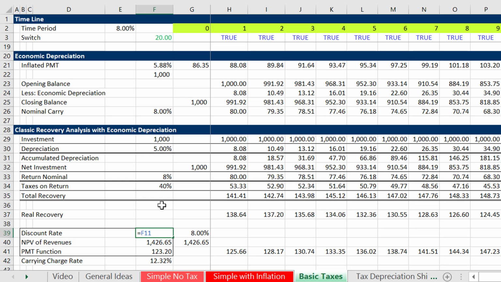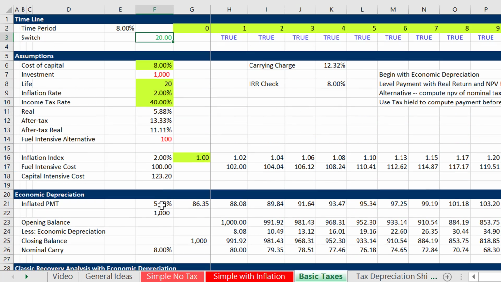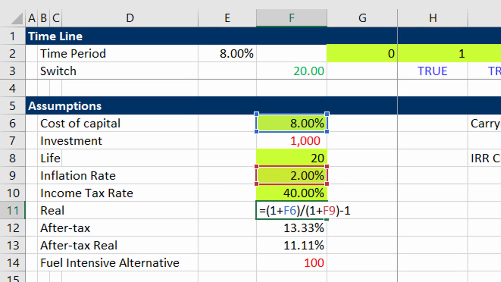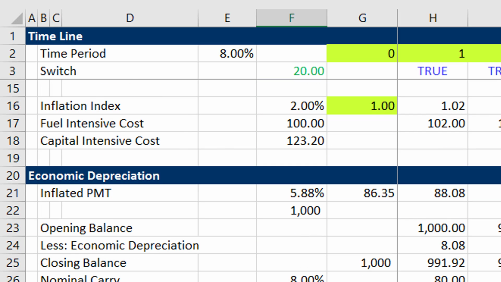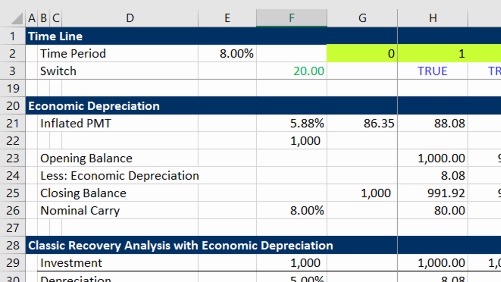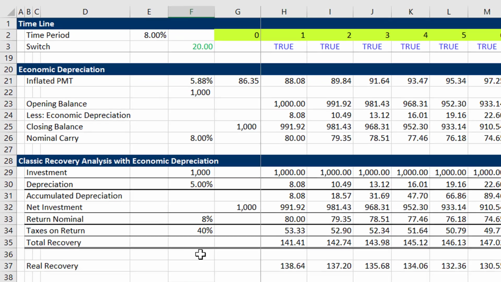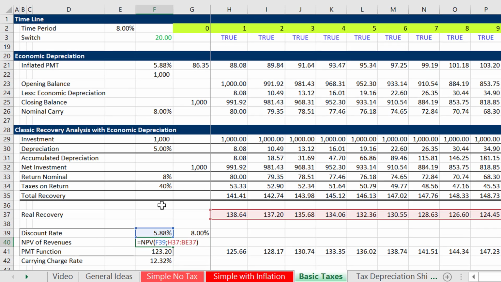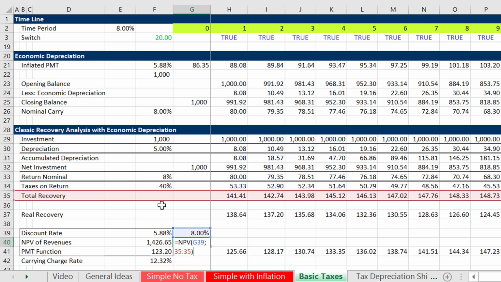We could do it either at a nominal rate or a real rate. This real rate was the one we just computed. Remember when we did this thing where we put 1 divided by 1 plus the return divided by 1 plus the inflation, minus 1, or we could do it at the nominal rate, which is just without any adjustment. And on this one, we take the NPV. If it's real, you take the real recovery. If it's nominal, you take the nominal recovery. I could just be lazy and take the whole line. It gives you the same answer.